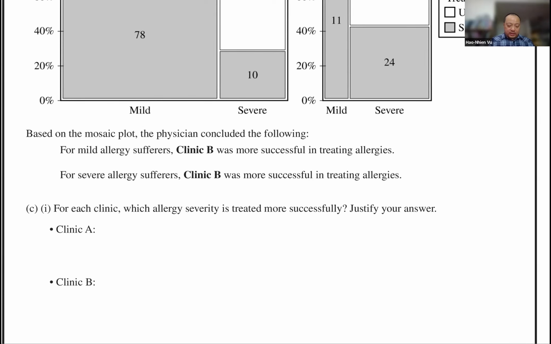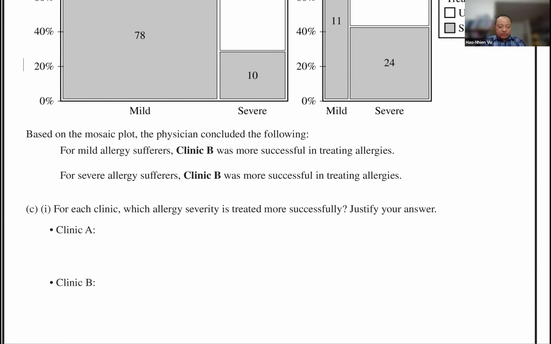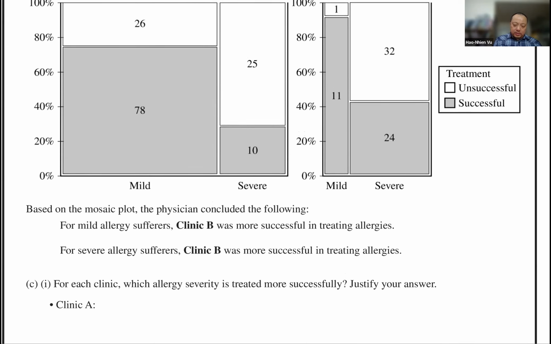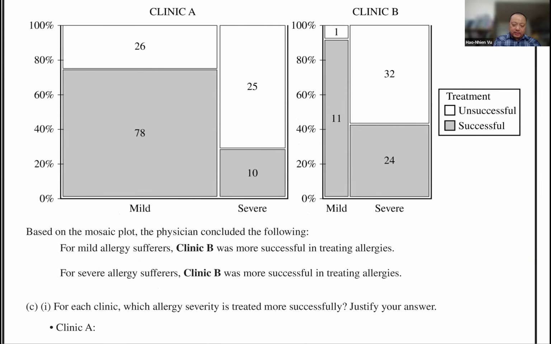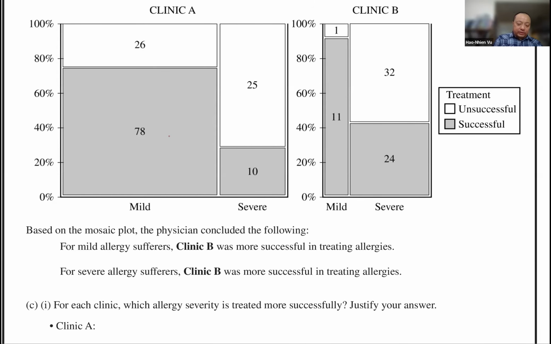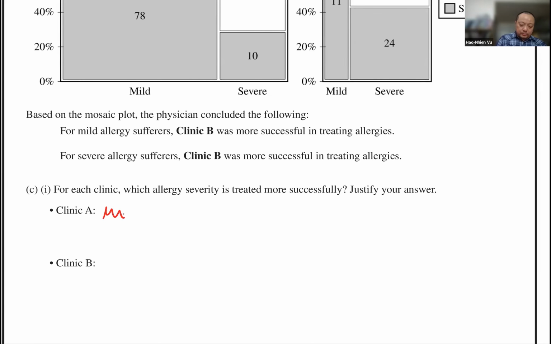Now question C I. For each clinic, which allergy severity is treated more successfully? For Clinic A, it's better at treating mild because mild has a higher success rate than severe. Justify your answer: because the left block is taller than the right block.